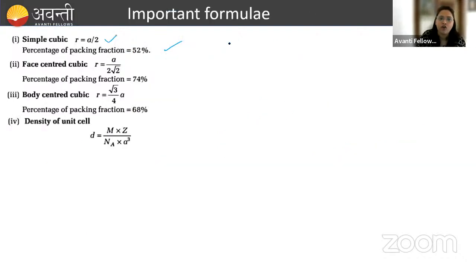What are the important formulas? For simple cubic, A is the lattice unit length, the length of the unit cell. R is equal to A by 2. The radius of a given sphere will be A by 2, and the packing fraction is 52%. For face centered, the radius is R equal to A upon 2 under root 2, and the packing fraction is 74.